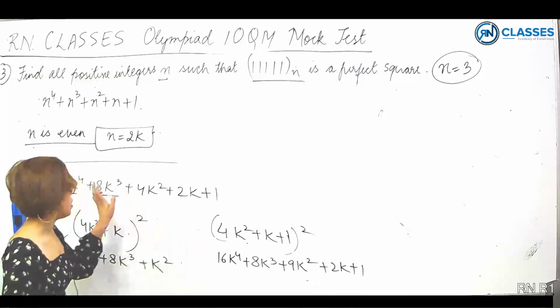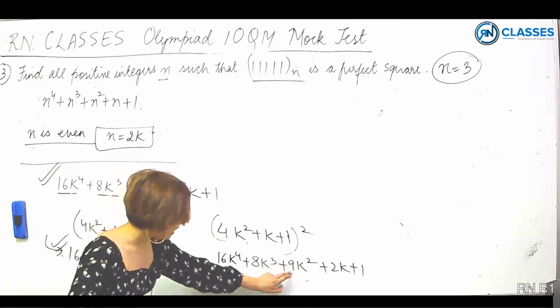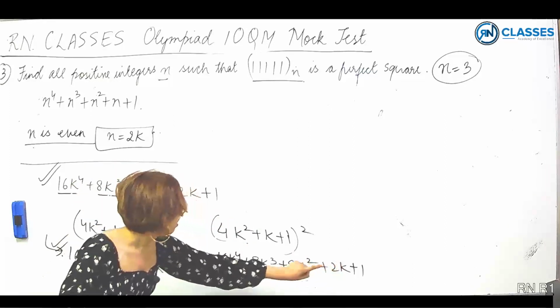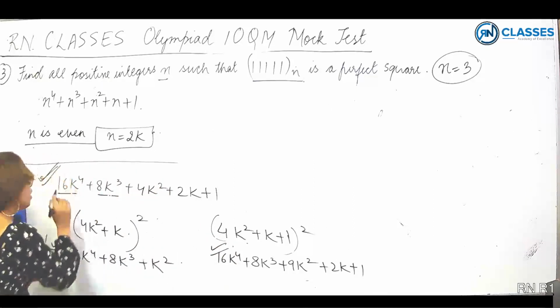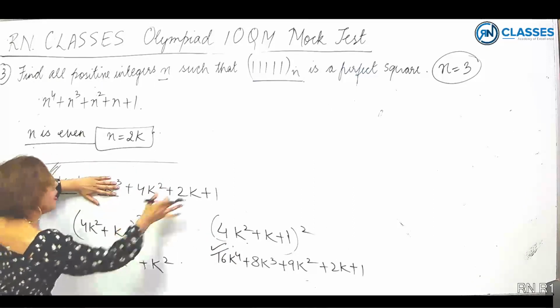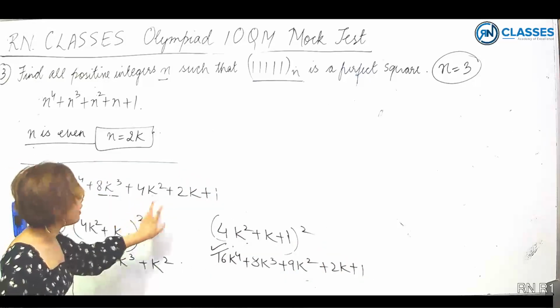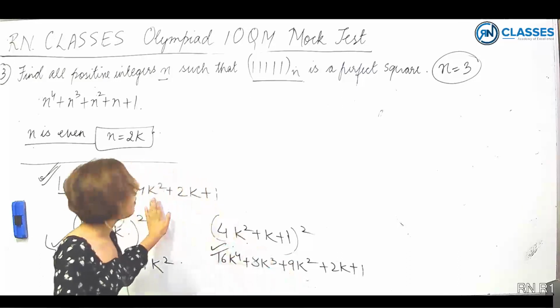This is same obviously. Okay, 4k square यहाँ पे 9k square. Okay, 2k plus 1 same, 2k plus 1. Now compare this polynomial and this polynomial. This quantity is this quantity, this quantity is this quantity, same. अब यहाँ पे 4k square है, 9k square है. Now definitely 9k square is greater than 4k square.